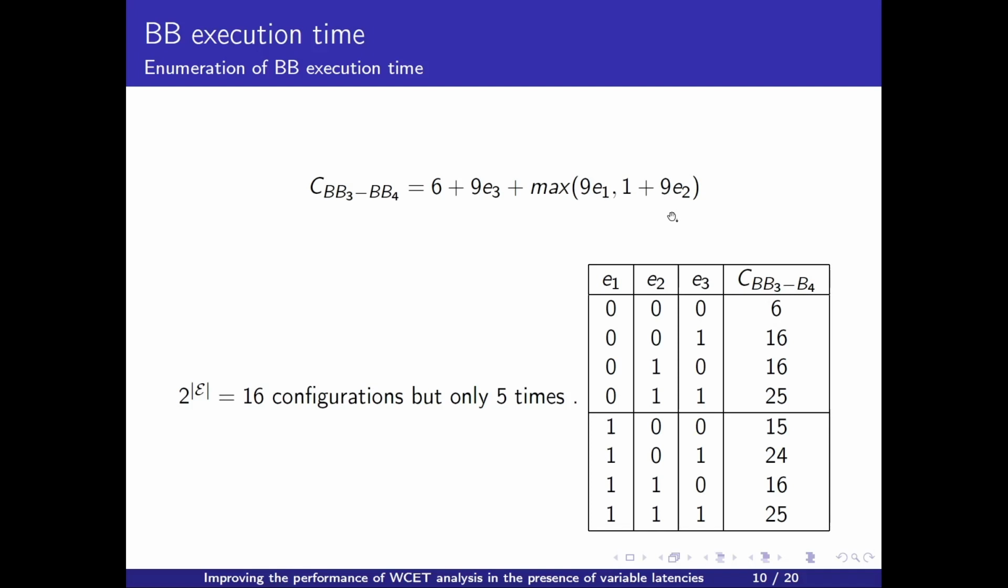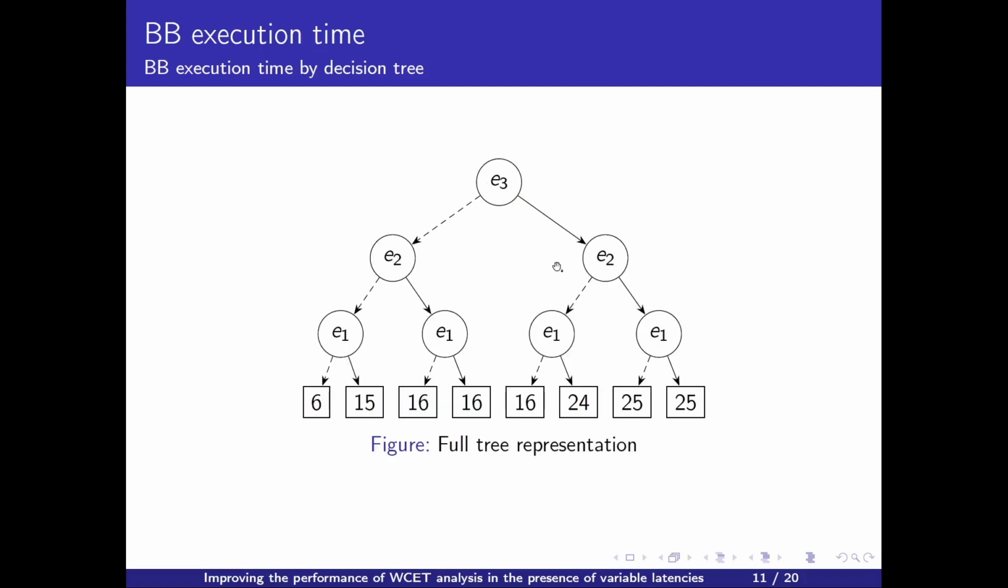So now we want to find an efficient way to represent this relationship between configuration and execution time by utilizing this property of the pipeline. First, we represent this table as a decision tree. Events on nodes, execution times on the leaves. The solid arrow indicates the case where the event is active, and the dotted arrow otherwise.